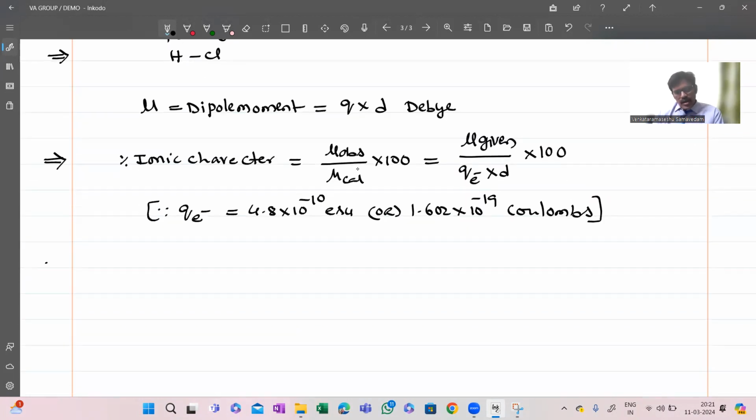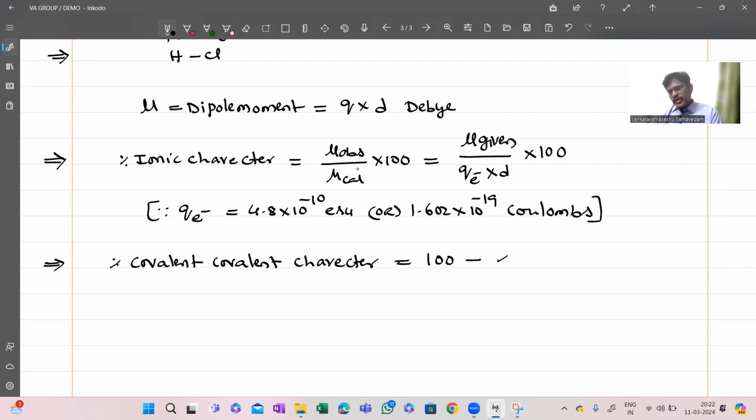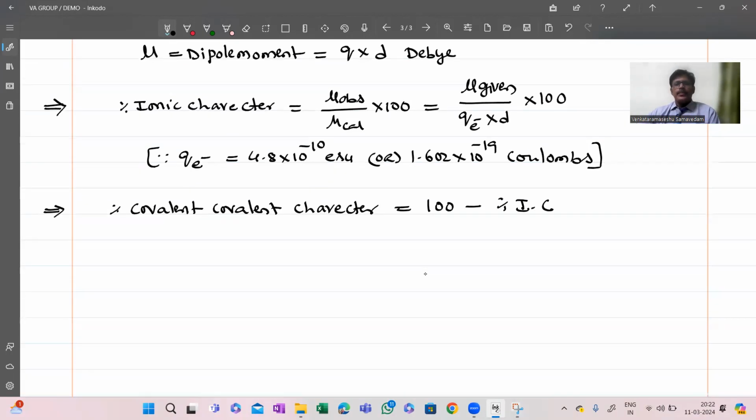In a similar way, sometimes they will ask percentage of covalent character. If you want percentage of covalent character, simply we have to subtract the percentage of ionic character from the total value, 100. Then you will get the percentage covalent character.